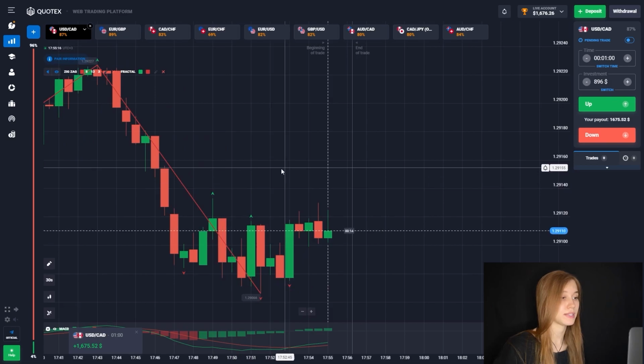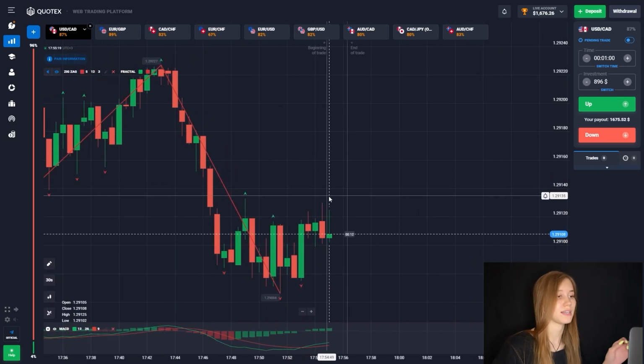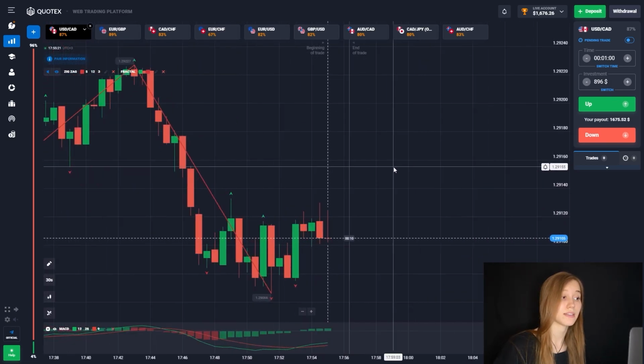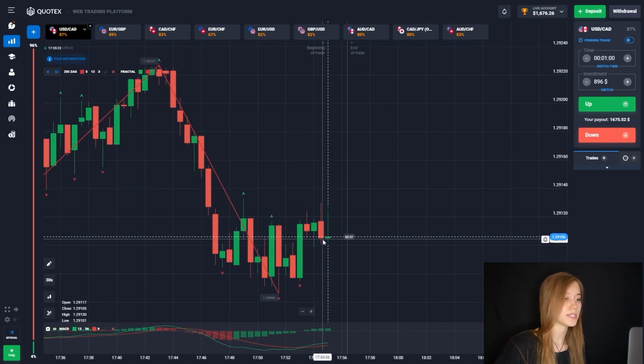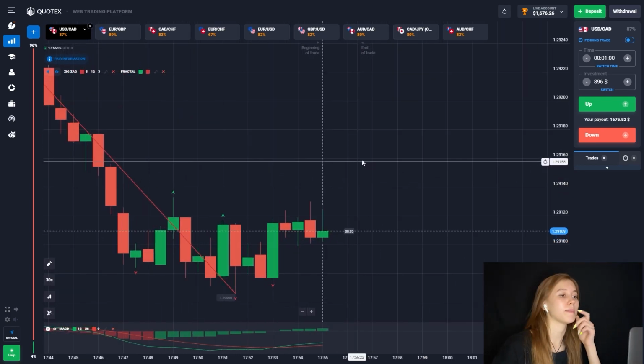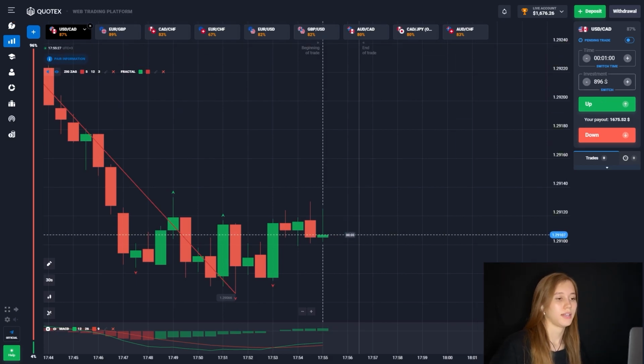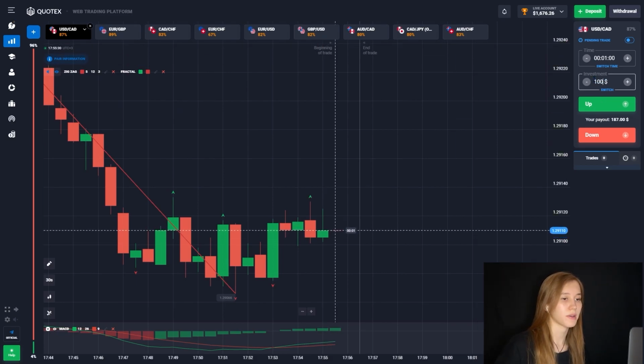The main deal went in the red, but the second deal went into the plus. There is nothing to worry about. We just missed the time a bit. Let's change the asset.